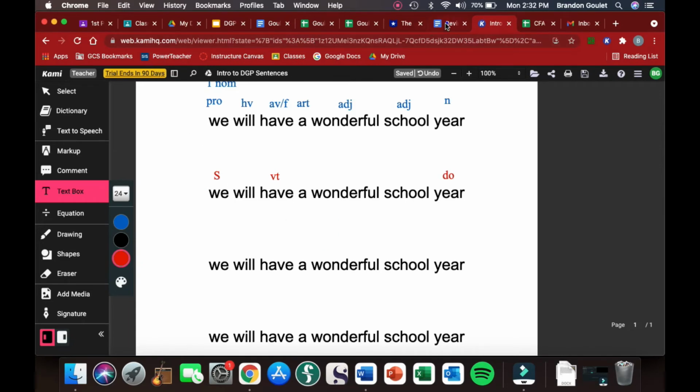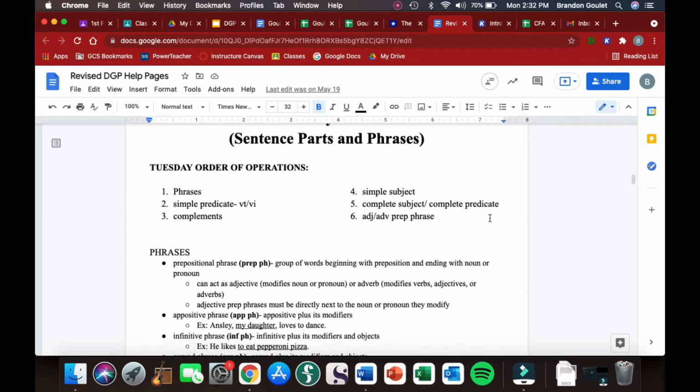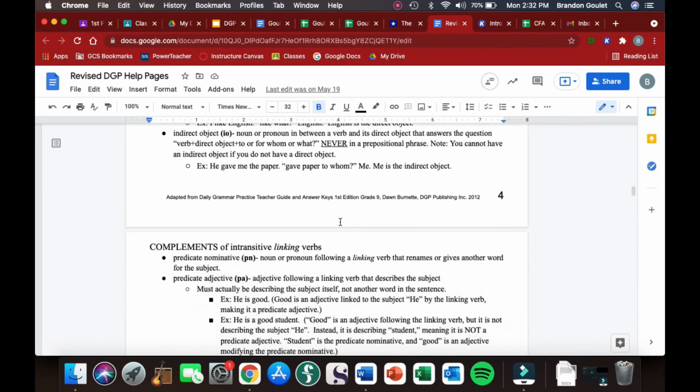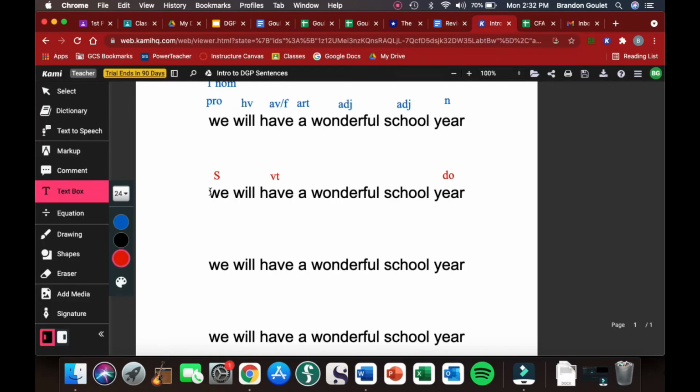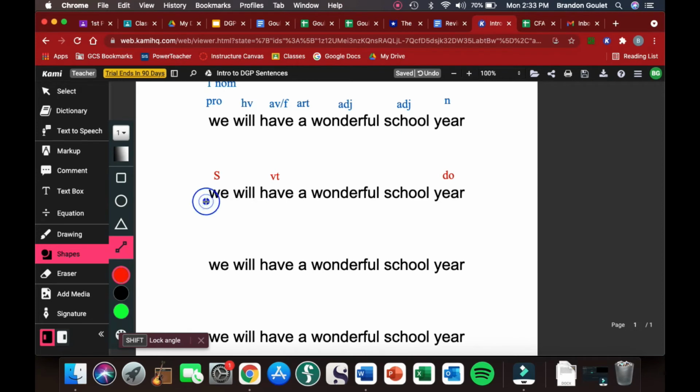Moving on. Next step is complete subject, complete predicate. If we scroll down, we can see simple subject or complete subject. We're going to underline once. It's the simple subject plus its modifiers. So if we look at our sentence, we was our simple subject. So we know it's going to be underlined once. Now we just have to ask ourselves, does it have any modifiers to go along with it? The answer is no. So we is the simple subject, but it's also the complete subject. So we just underline the word we once.